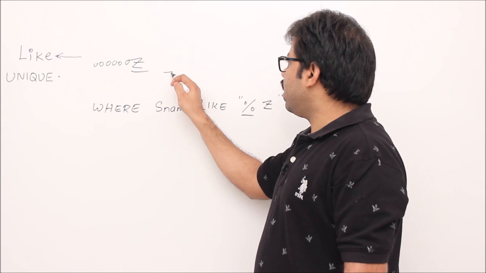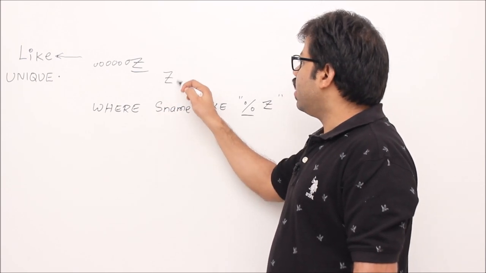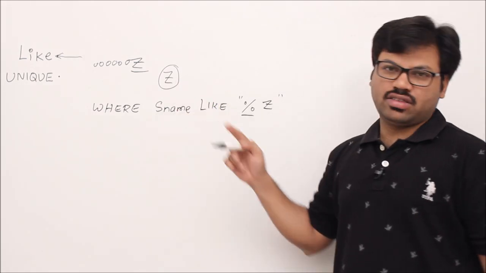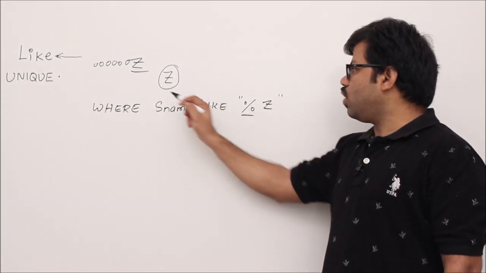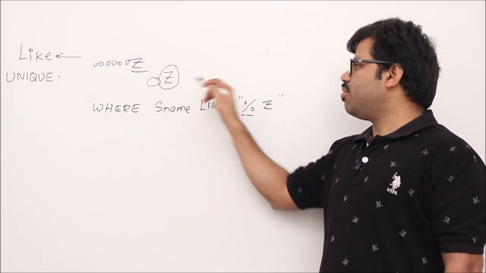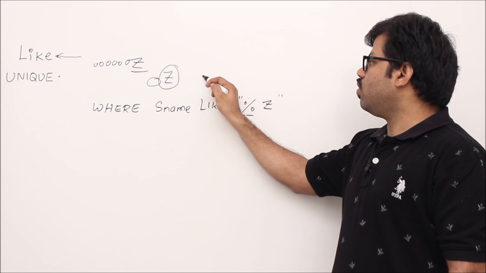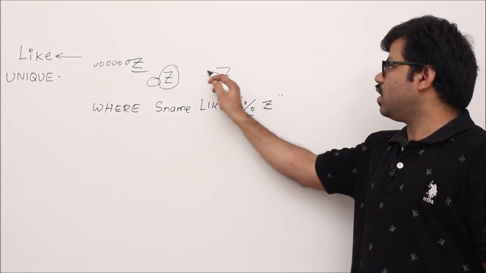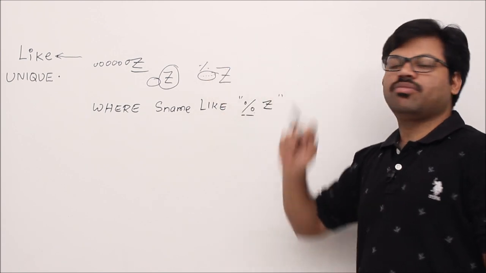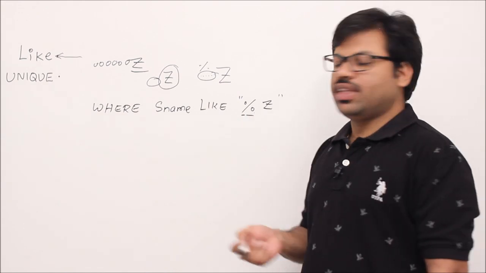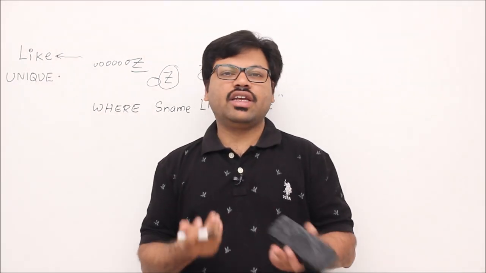Sir, what if my name starts with Z and ends with Z? Example, the friend's name is Z. Will it be selected? Yes, because percentile means 0 or more characters followed by Z. So this Z can be seen as 0 characters followed by Z, right? Yes, so 0 or more characters, percentile Z. So yes, it will definitely print Z also. In that way we can print any strings.